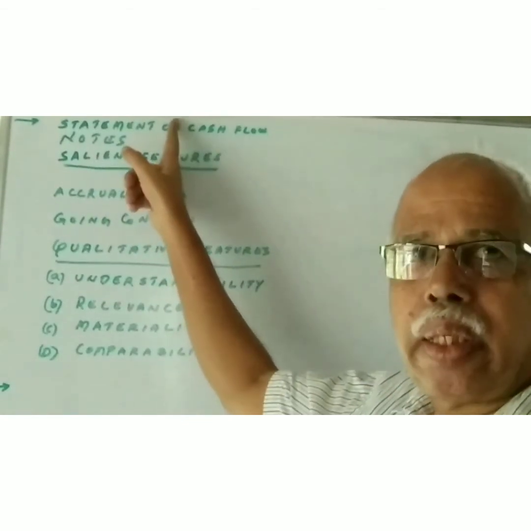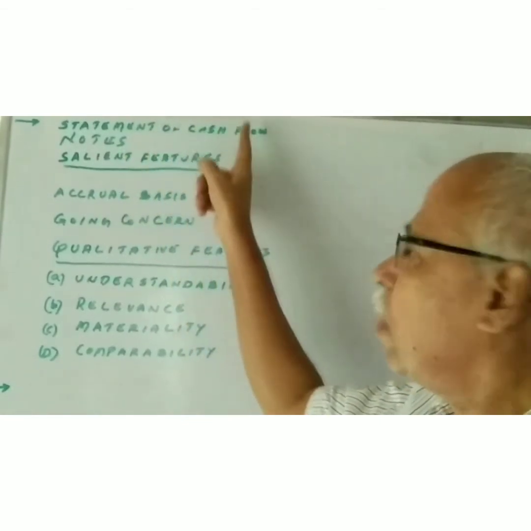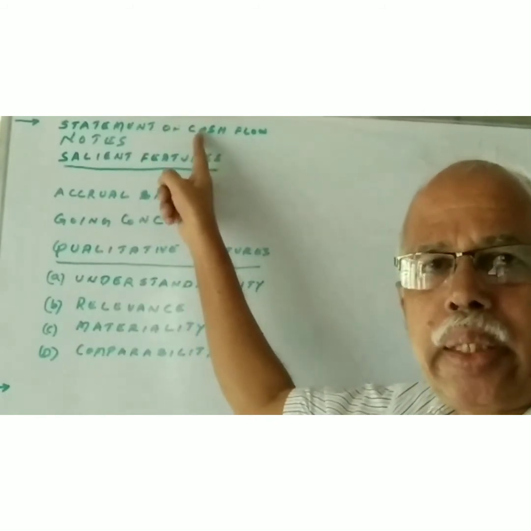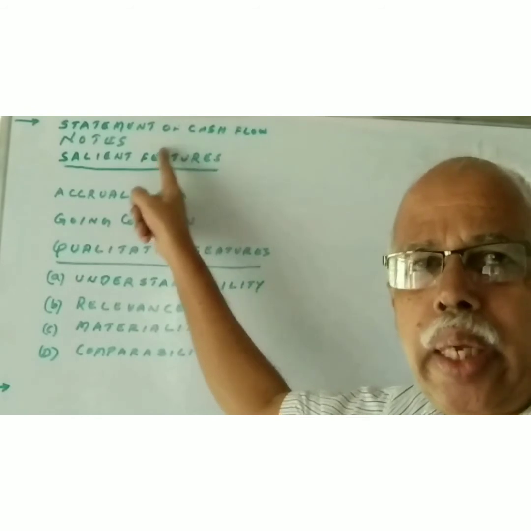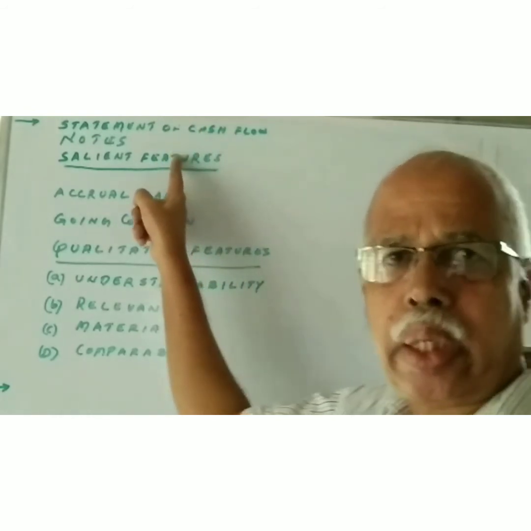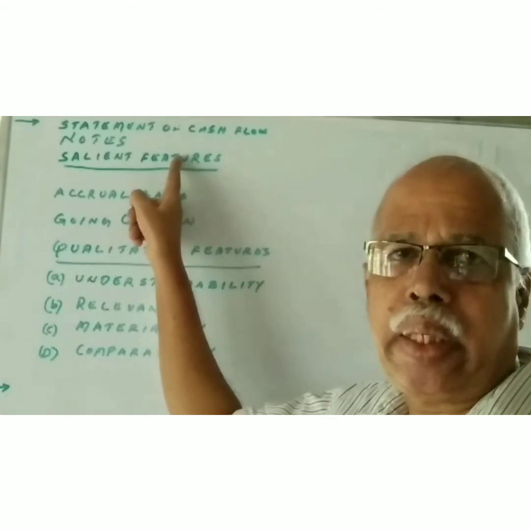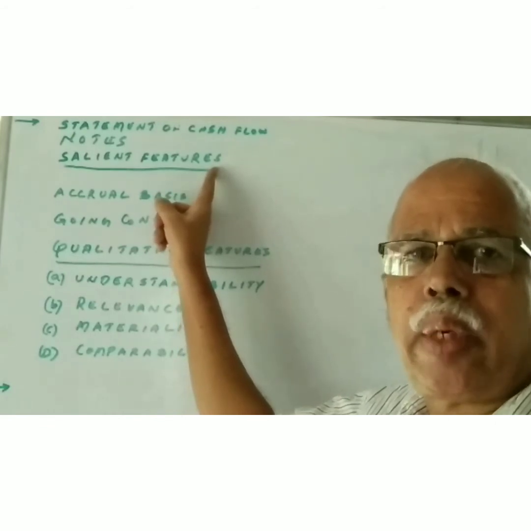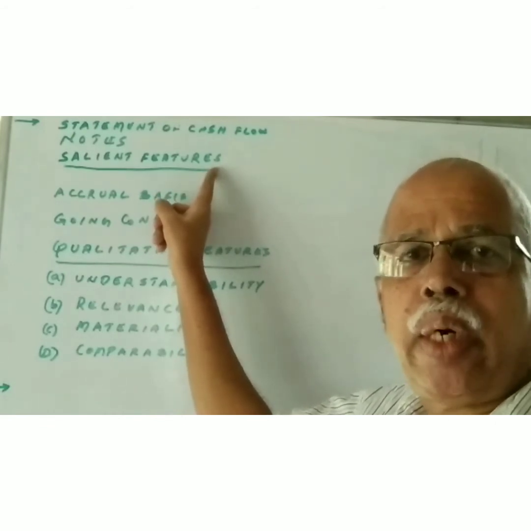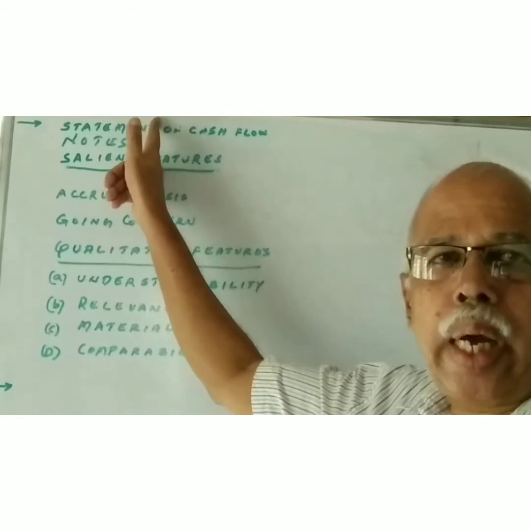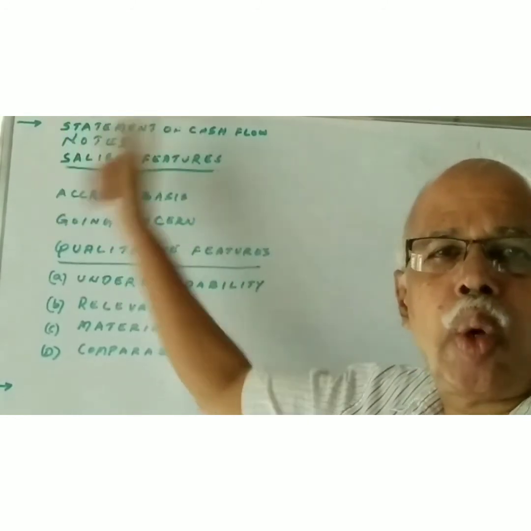Next item is statement of cash flow. It shows the details of cash received and paid during a particular period. There are two methods of doing it. One is direct method and the other is indirect method. I am not going into details because commerce graduates even at undergraduate levels are quite familiar with them. Now notes. I have already explained what notes are.